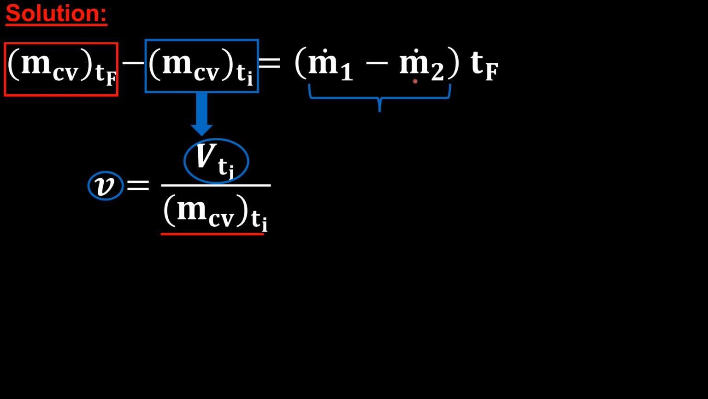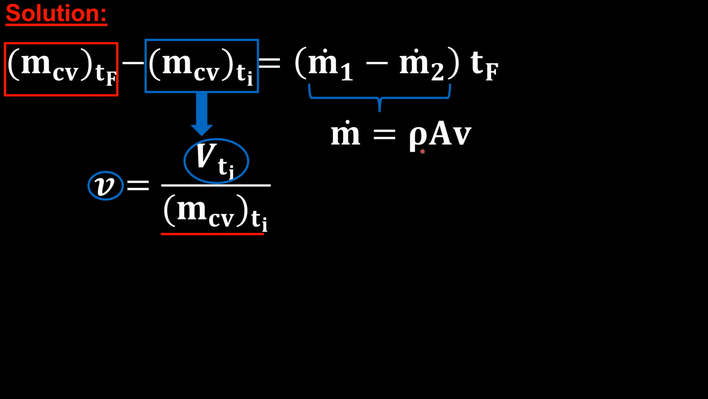Now what about the mass flow rate? In the problem, at pipe 1 we are given a volumetric flow rate, and at pipe 2 we are given area and diameter, so velocity and diameter. So how can we get a different expression? Let's take a step back. What is mass flow rate?